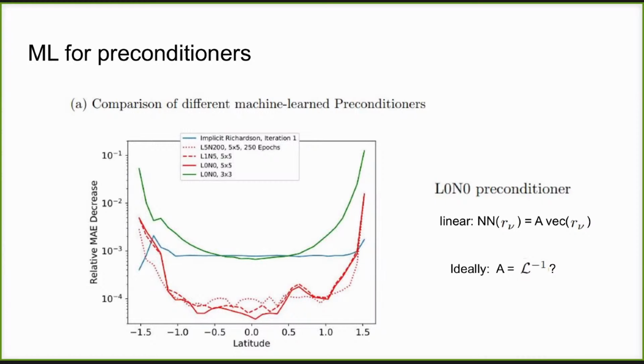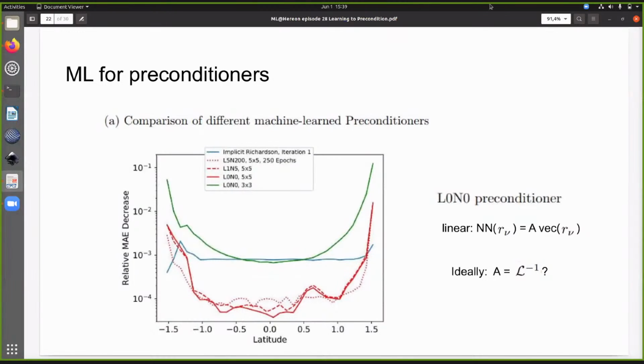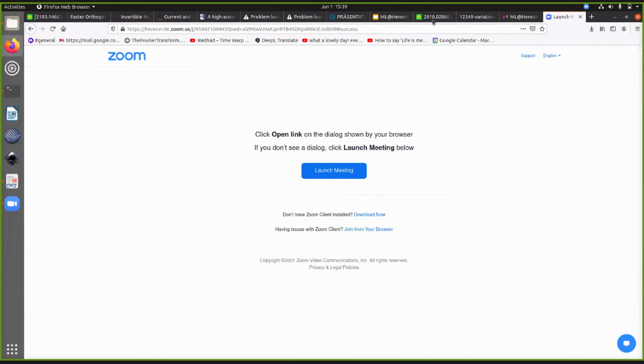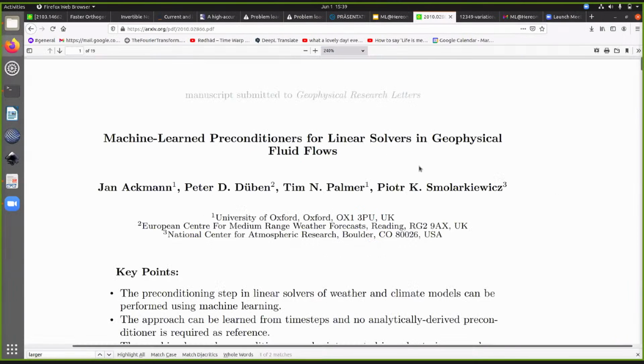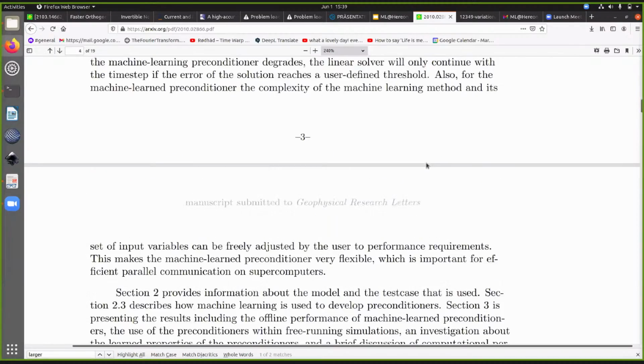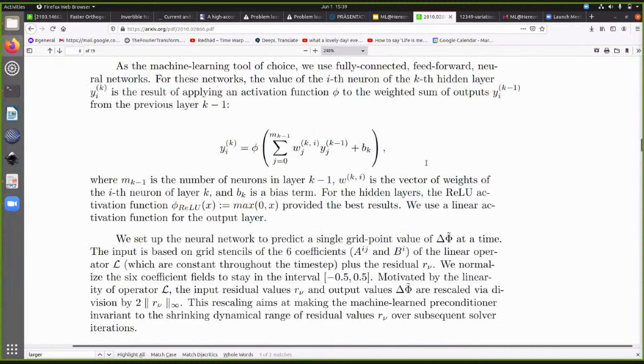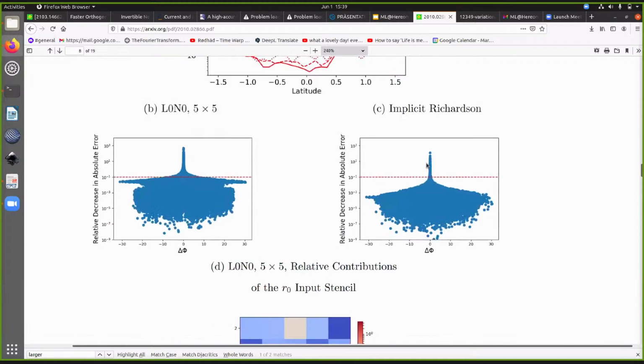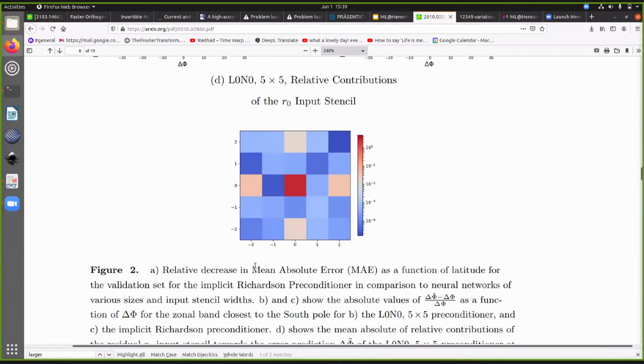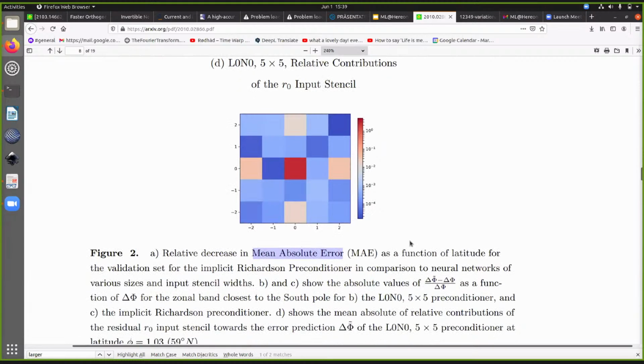I would have to check what MAE actually means. It's probably maximum something. Let me quickly switch to the... I think what they mean is the absolute value of the error after divided by before, which is not a good way of naming that.